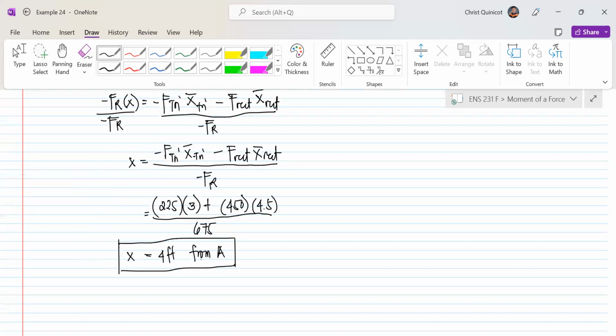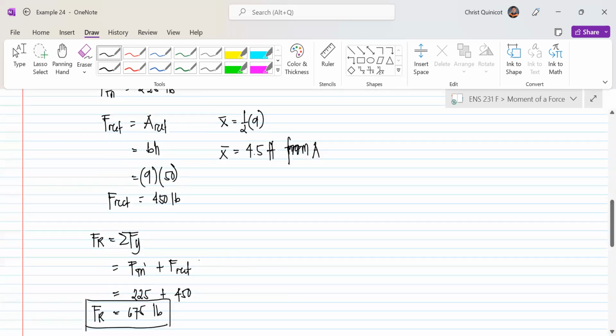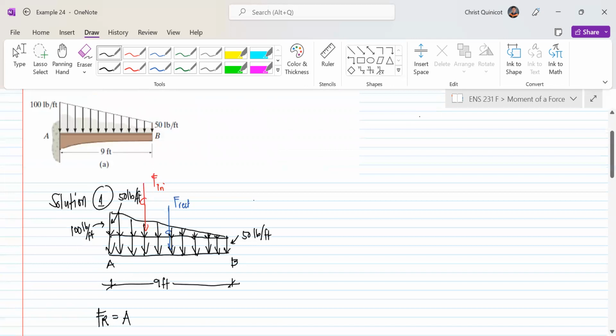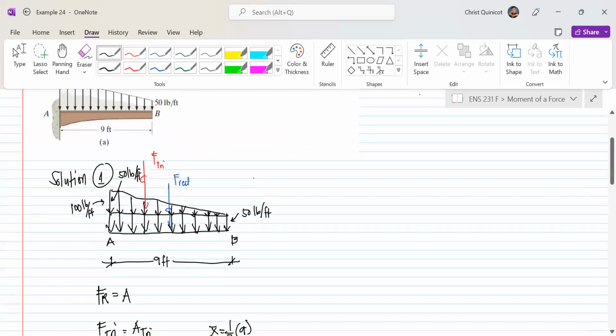So if we input our resultant force in our original diagram, we know this is 3, this is 4.5, so maybe around here, this is our F sub R.